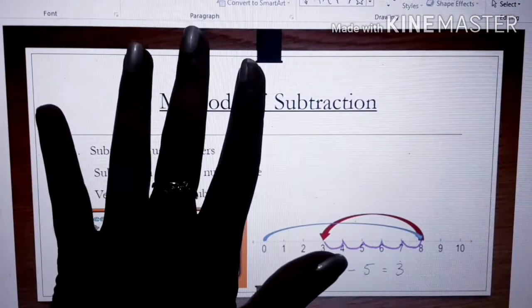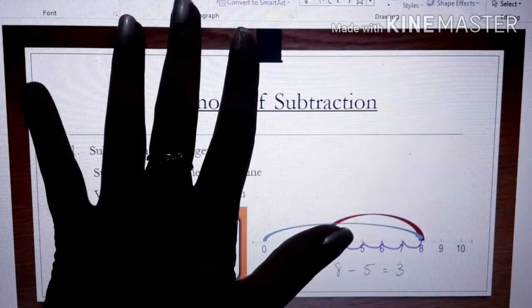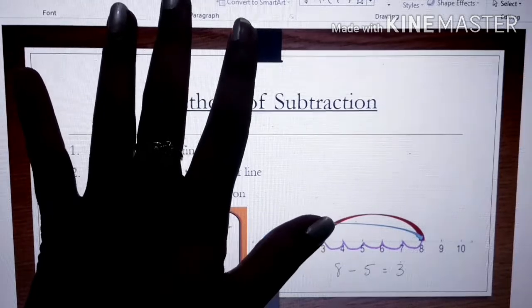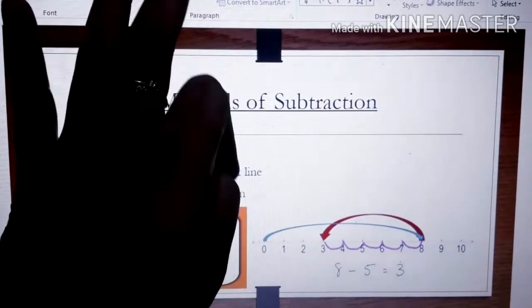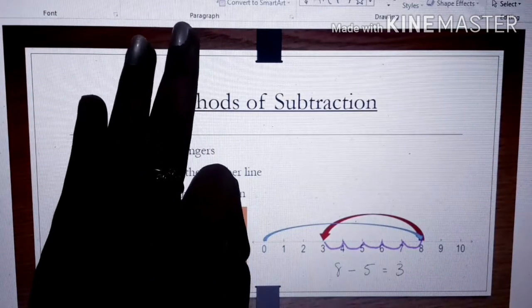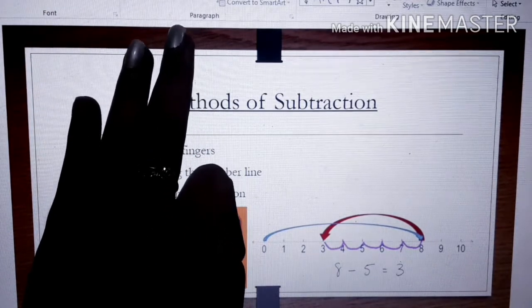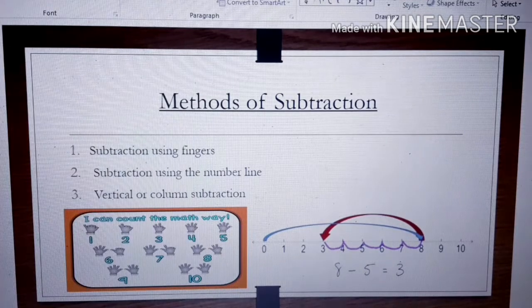Open your fingers, children. You have 5 apples and you ate 2 apples. So close 2 fingers. 1, 2. How many fingers remain open? 3, right? So how many apples remain with you? That is 3. Is it clear? This is how we do subtraction using fingers.